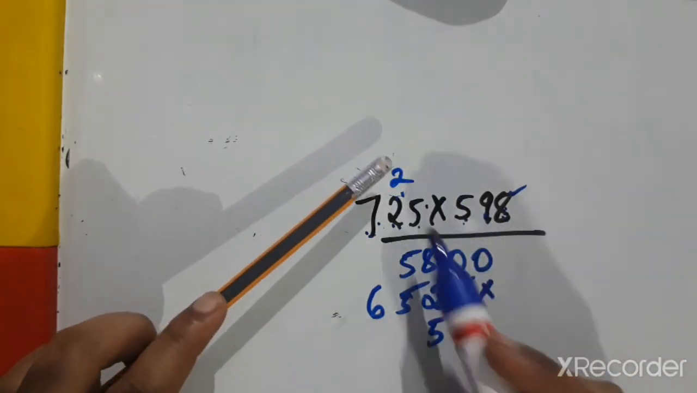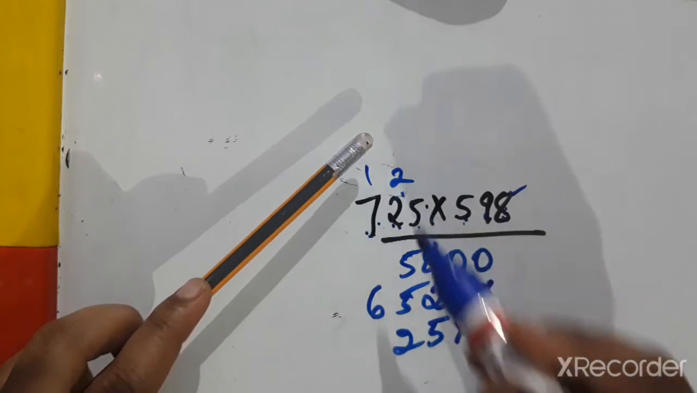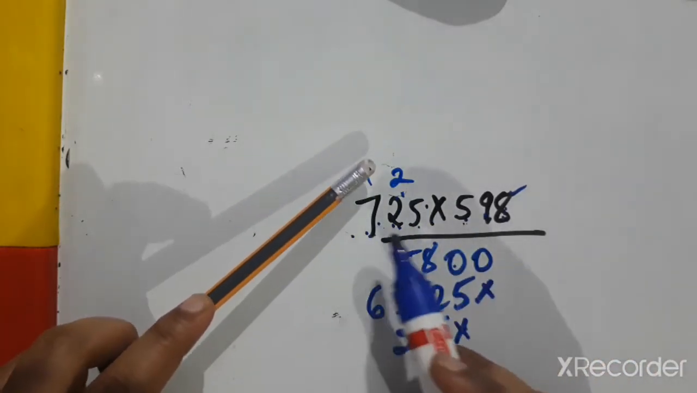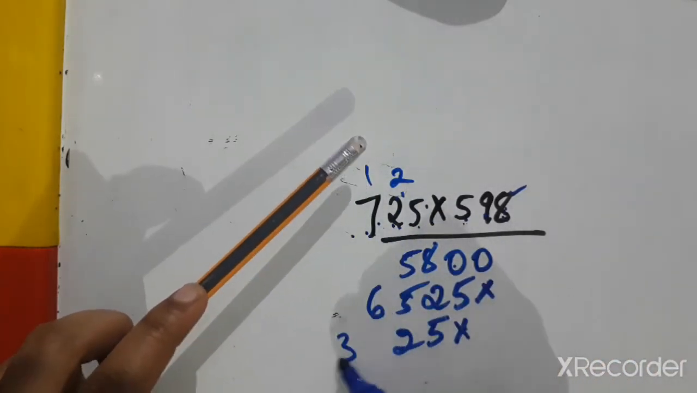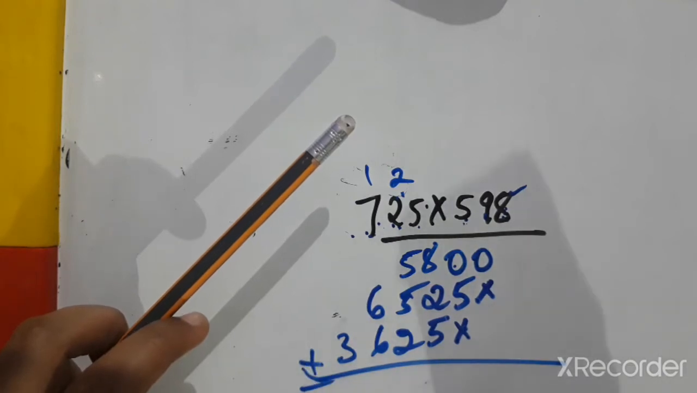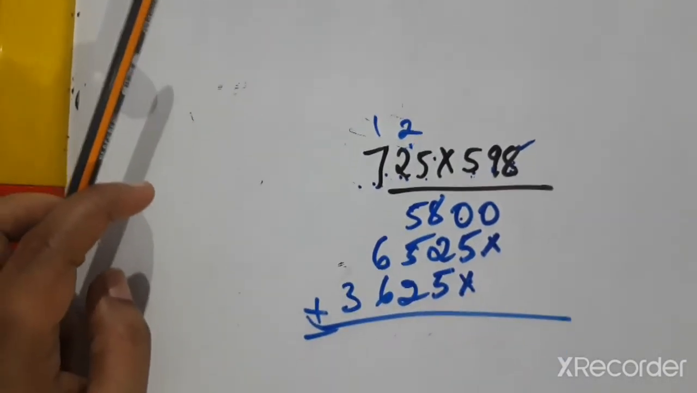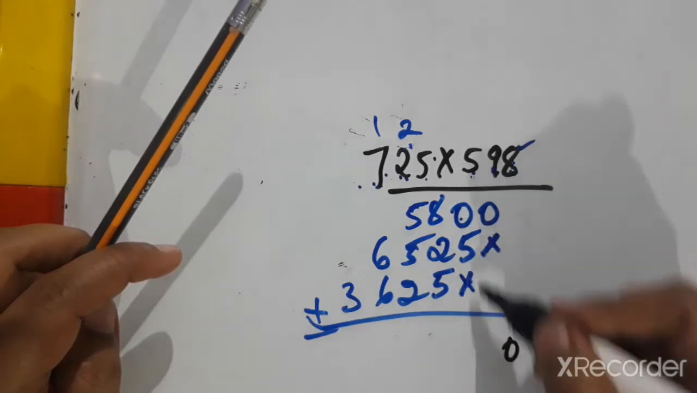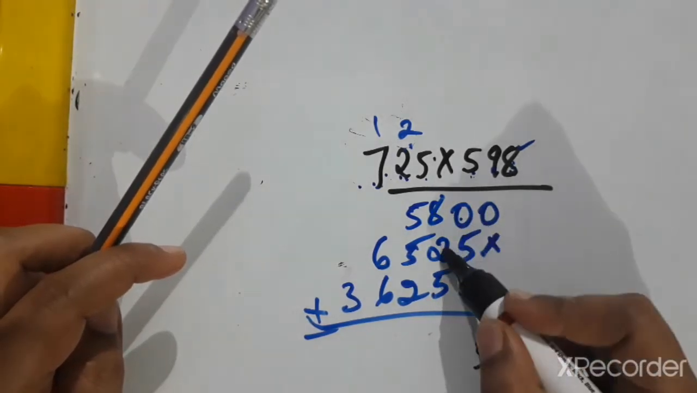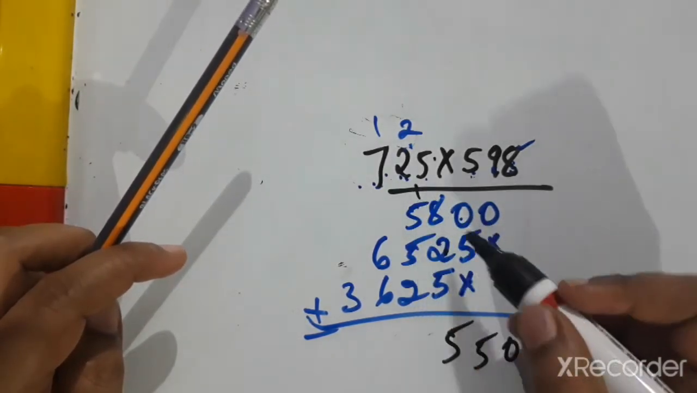5 2s are 10. 10 plus 2 is 12. So 2 here, 1 carry out to the next place. 5 7s are 35. 35 plus 1 is 36. Now here we have to add the values. 0, 0 plus 5 is 5. 8 plus 2 is 10. 10 plus 5 is 15. 5, 1 carry out to the next place.